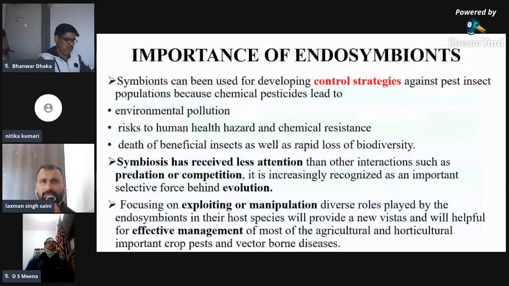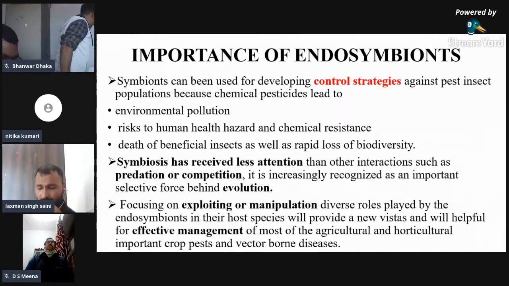Next, importance of endosymbionts. Endosymbionts can be used for developing control strategies against pest insect populations, because chemical pesticides lead to environmental pollution, risk to human health, chemical resistance, death of natural enemies, and loss of biodiversity. These endosymbionts provide an array of functions to their host, from growth, development, and survival to other diverse functions. Endosymbionts play diverse roles in their host species, provide a new resource, and are helpful for effective management of crop pests and vector-borne disease.